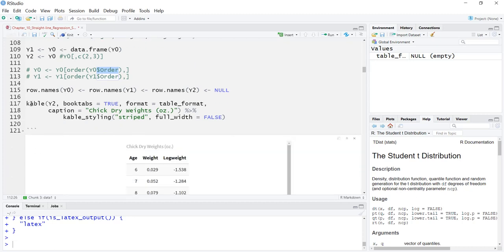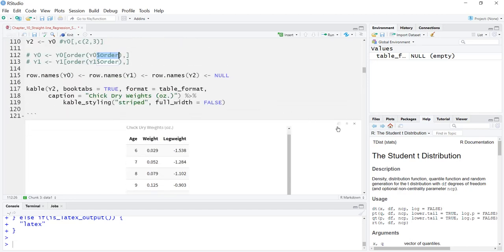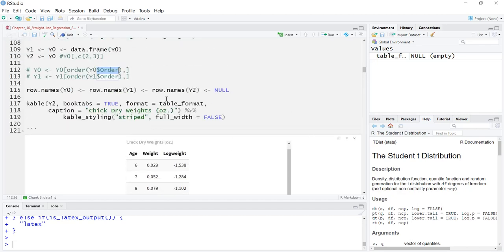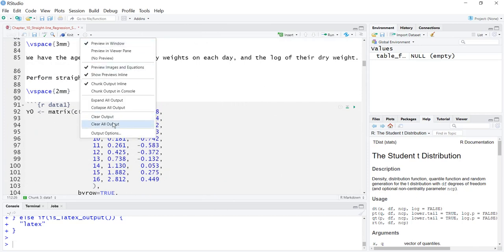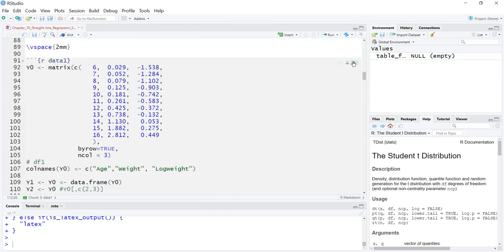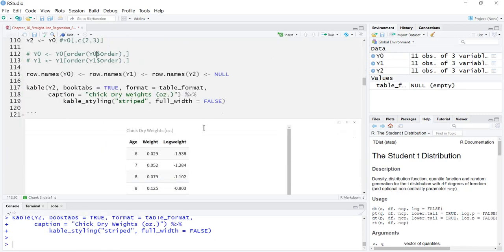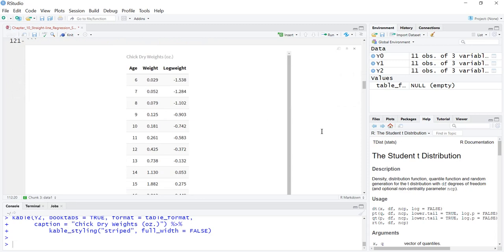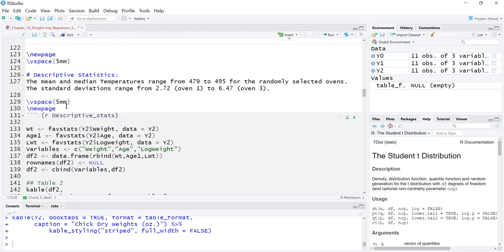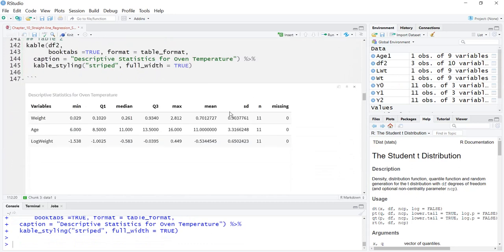And then we're going to print out, I believe, did I run this? I thought I cleared all output, so it must not have stuck. All right, we're going to run this, and we've got our table here. Then we're going to look at descriptive statistics. So here we have weight, age, and log weight.